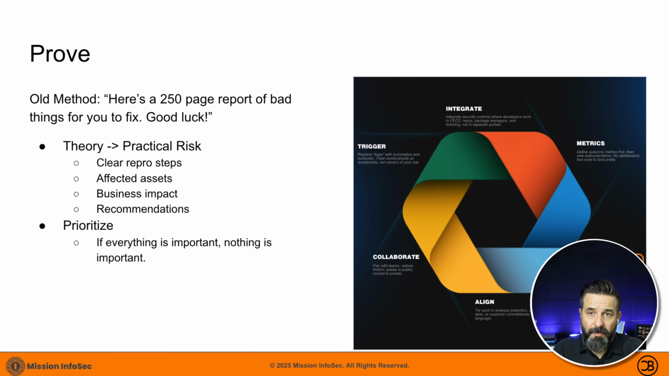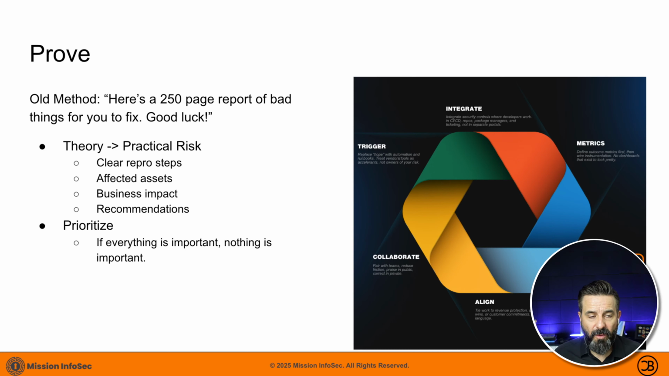Next one, the P in impact is prove. And so the anti-pattern here, or the old method, is you get a pen test or you do a scan and you generate this PDF report that's 250 pages and you give that to the development team and say, hey, here's this list of bad things. I need you to fix it right away. And by the way, our PCI audit is next month, so could you do it in the next 2 weeks, right? That doesn't work well.